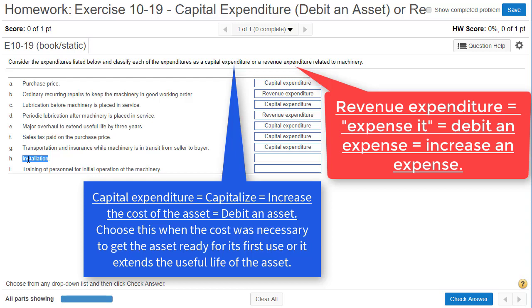And then when we pay to install it, any costs to install the machinery is part of the cost of the machinery. So therefore that's a capital expenditure. You're going to debit the machinery account.